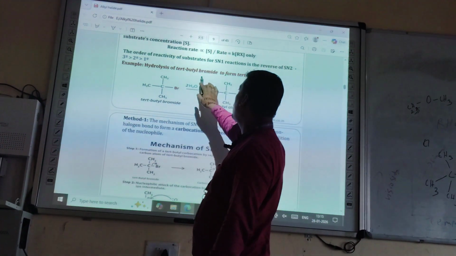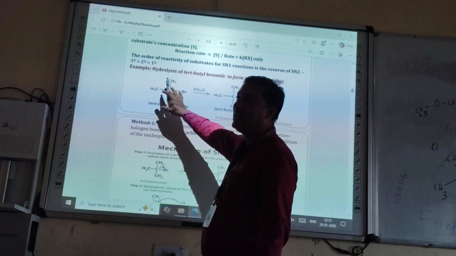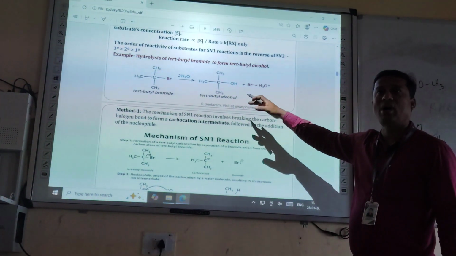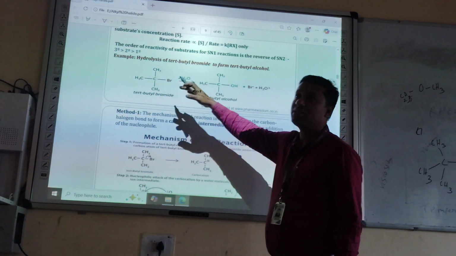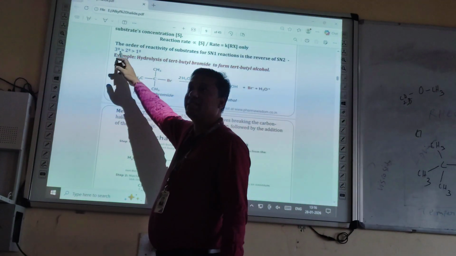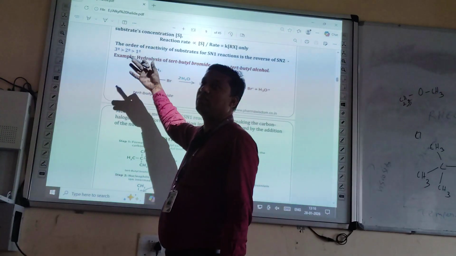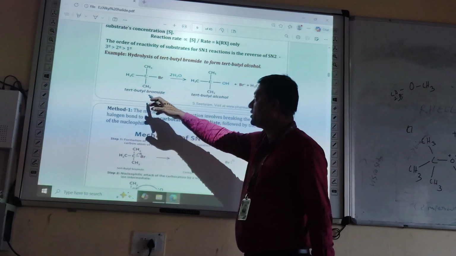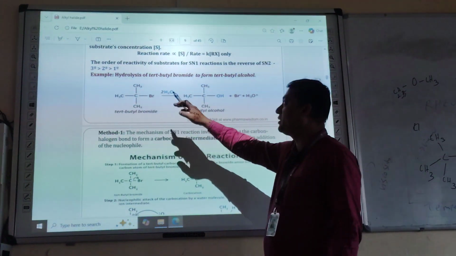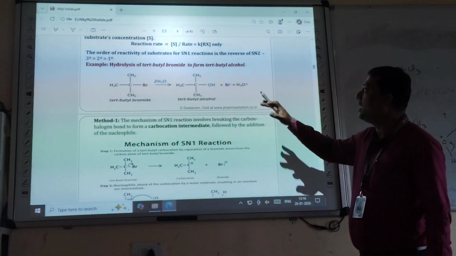Example, hydrolysis of tertiary butyl bromide to form tertiary butyl alcohol. This is the tertiary butyl bromide. It will be converted into tertiary butyl alcohol. This is the example of SN1 reaction, because the third degree suits SN1 reaction, then secondary, then primary. Primary is very rare. This is the tertiary butyl bromide, the third degree butyl bromide. The product formed is tertiary butyl alcohol.